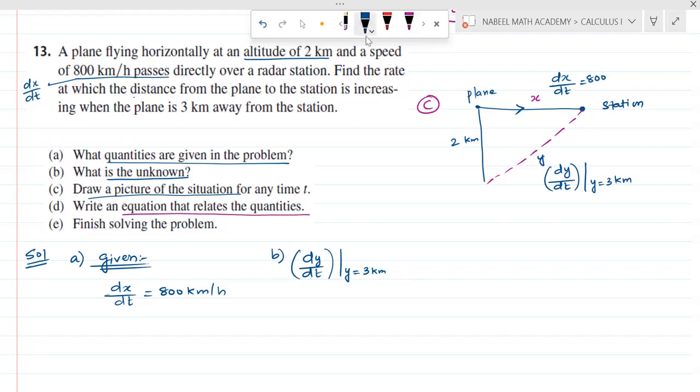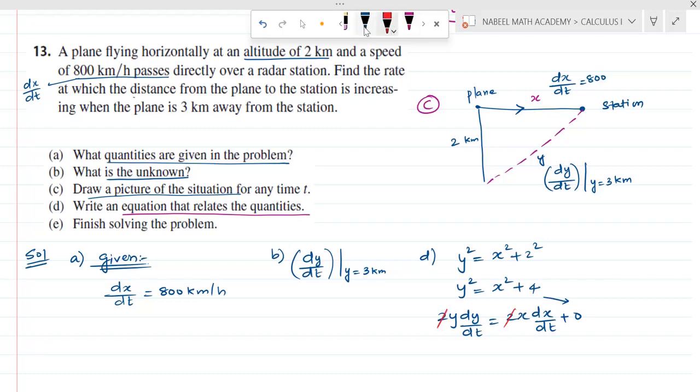What is the relation here? This is actually the Pythagoras theorem. As per the Pythagoras theorem, y squared is equal to x squared plus 2 squared, so y squared is equal to x squared plus 4. Is it right? Now I differentiate this: 2y dy over dt equals 2x dx over dt, and the 4 becomes 0. The 2 cancels as a common factor. So dy over dt is equal to x over y times dx over dt.